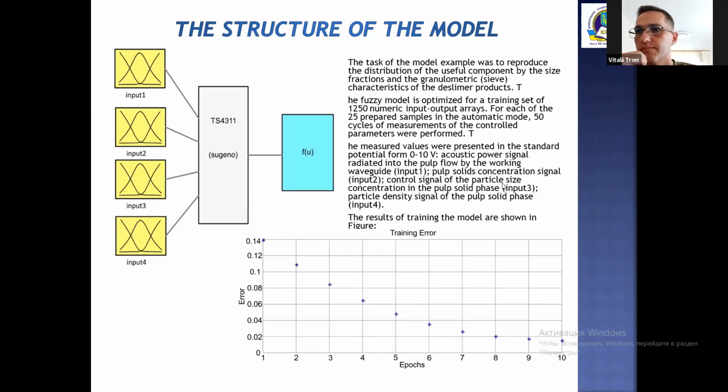The knowledge base is formed directly from the results of measurements of the concentration of bulk solid phase, the density of particles, and the value of the acoustic power radiated into the pool by the working waveguide. And the last value, the value of the electric power supplied to the load by the ultrasonic emitter, was used. The structure of the model is shown in this picture.